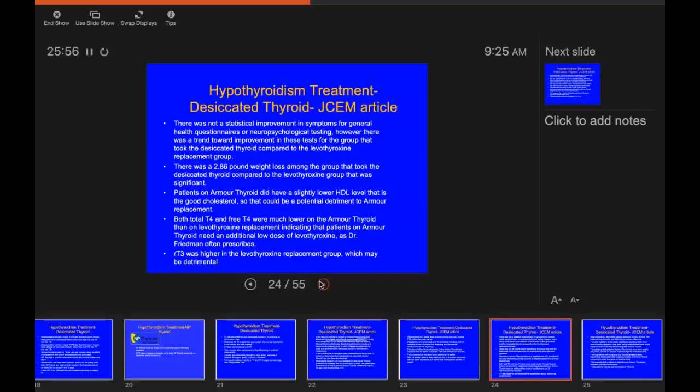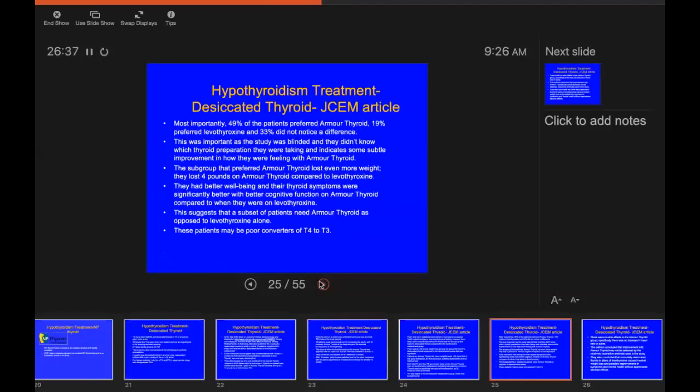The group that was on the desiccated thyroid lost 2.86 pounds more than the people on levothyroxine, so they had a significant amount of weight loss. Their HDL, the good cholesterol, was slightly lower, so that could be worse, though it also wasn't significant. The total T4 and the free T4 were lower on the Armour thyroid than in levothyroxine patients, so that's why occasionally I would give the levothyroxine. And the patients on the T4, the levothyroxine group, had a higher reverse T3, which blocks the action of T3. That may be detrimental. They didn't really talk about that, but they did point it out in their table.